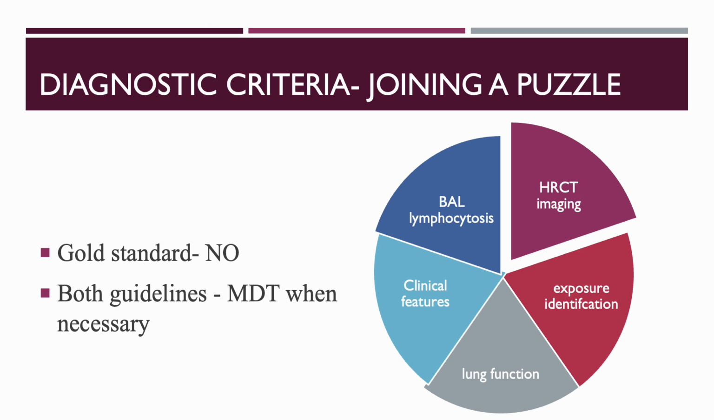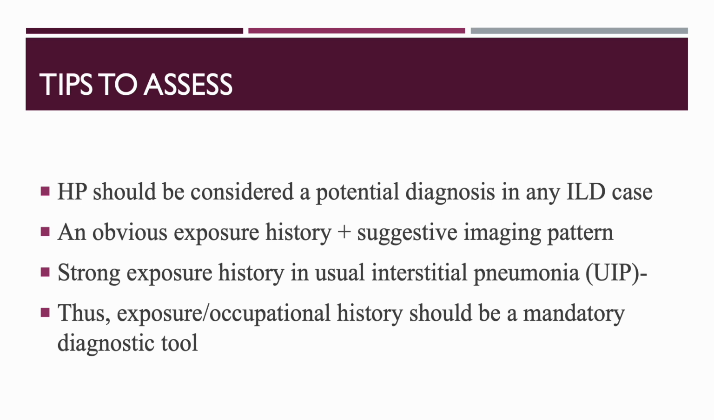What are the main tips to assess a patient with HP? Whenever you come across any patient with ILD, HP should be kept as a potential diagnosis. So the history has to cater to that. And if you have a suggestive imaging pattern, then you have to take note of it. If you have a strong exposure history and the patient presents with frank UIP, or if you have an occupational history, then also you would consider the diagnosis as HP. And so, occupational history should be a mandatory diagnostic tool when we're talking about the diagnostic algorithm of a newly diagnosed patient with ILD.